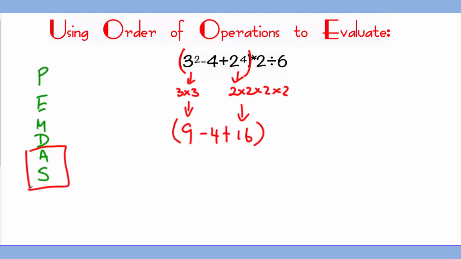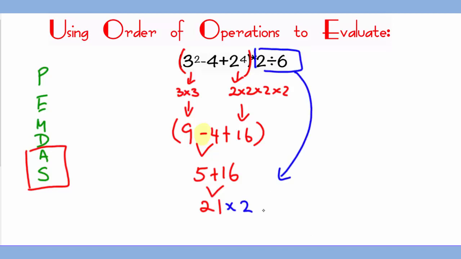Remember how I said earlier, for addition and subtraction, we have to do first come, first operate. So we will subtract first. 9 subtract 4 gives you 5, plus the 16, which will bring us down to 21. And we will bring down what we haven't operated yet, which is times 2 divided by 6, and we are doing multiplication and division, so first come, first operate, which means we will multiply first, giving us 42, and then we divide it by 6, which will bring us to 7 as the final answer.